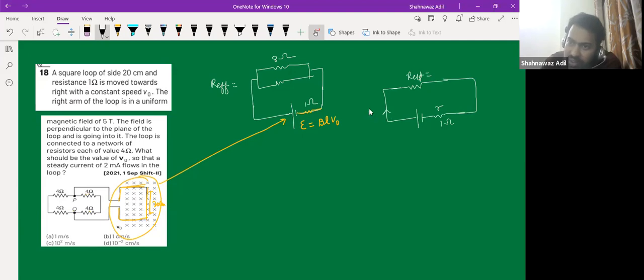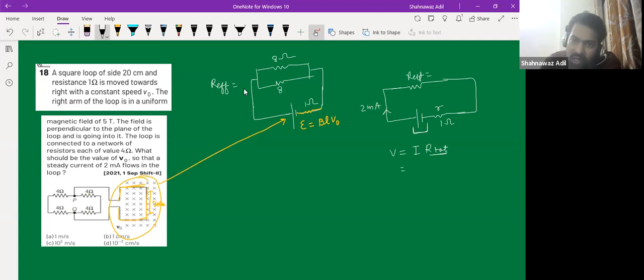And the current is how much? So current is 2 milliamp, right? So this current is 2 milliampere. This is whatever ohm is this. So we can calculate this voltage, right? This voltage would be how much? That would be I R effective or R total. So that would be I R total, and we have to calculate whatever this R total is, right?